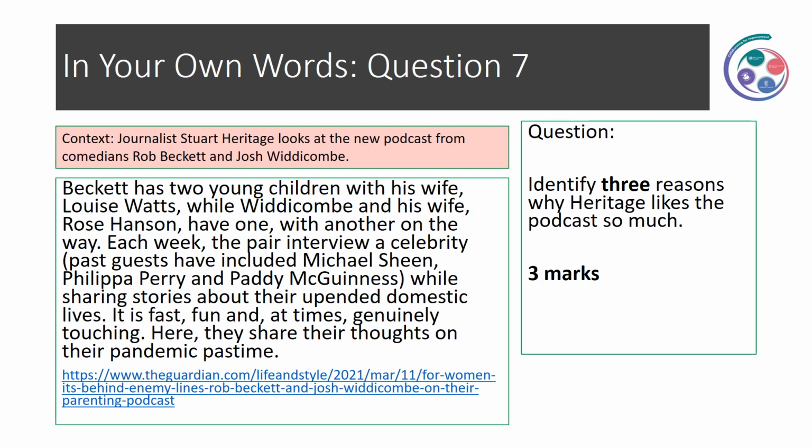Okay, final question, folks. We're doing really well. Context. Journalist Stuart Heritage looks at the new podcast from comedians Rob Beckett and Josh Widdicombe. Beckett has 2 young children with his wife, Louise Watts, while Widdicombe and his wife, Rose Hanson, have 1, with another in the way. Each week, the pair interview a celebrity. Past guests have included Michael Sheen, Philippa Perry and Paddy McGuinness, while sharing stories about their upended domestic lives. It's fast, fun, and at times genuinely touching.